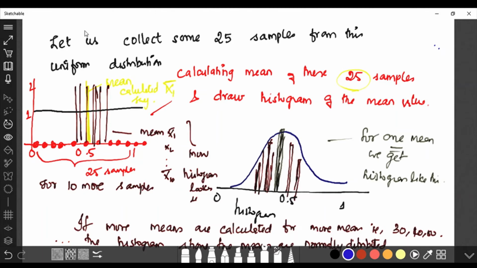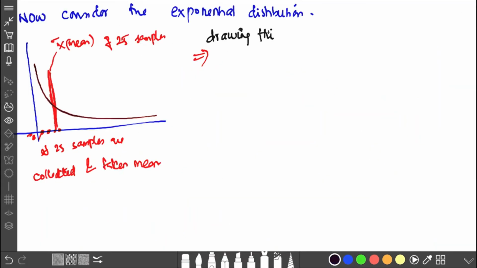Now we are clear with the uniform distribution. Even with a uniform distribution, you could see here that the histogram should show a uniform occurrence, but it is not uniform. It is also normally distributed when the mean is taken. This is how the normal distribution occurs.